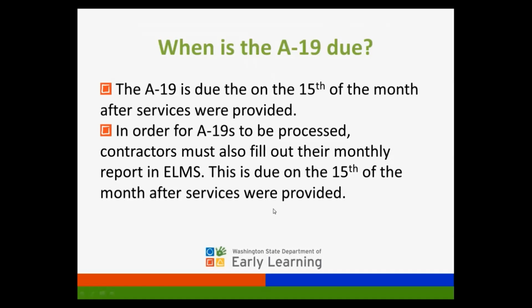Another question that's really important to think about is, when is the A19 due? Your A19 is due on the 15th of the month after services are provided. So for example, if you are looking to submit your July A19, it would be due August 15th. And in order for A19s to be processed, contractors must also fill out their monthly report in ELMS. That monthly report is also due on the 15th of the month after services were provided.